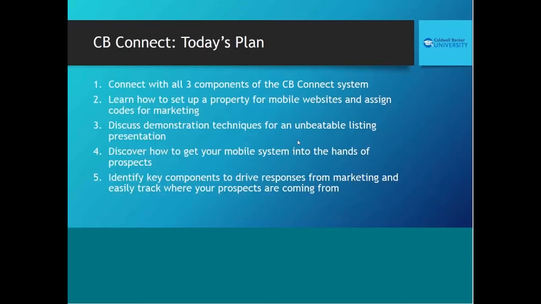So for today's plan, we're going to talk about how to connect with all 3 different components of the CB Connect system. I'm going to go ahead and show you how to get in to set up your mobile websites and assign your property codes, how to demonstrate in your listing presentation. So we'll talk about that for a couple minutes. Sellers love the system. So we'll talk about how to get your customers to use it and how to generate leads from this system when in your advertising, and then identify some key components to drive responses from your marketing, which will help you track where your prospects are coming from.